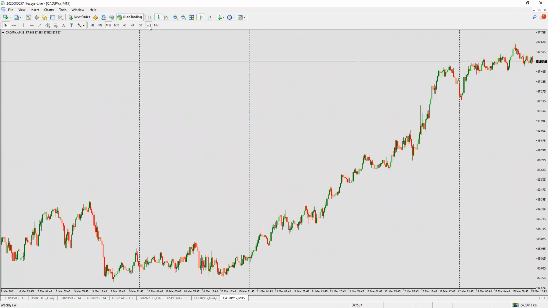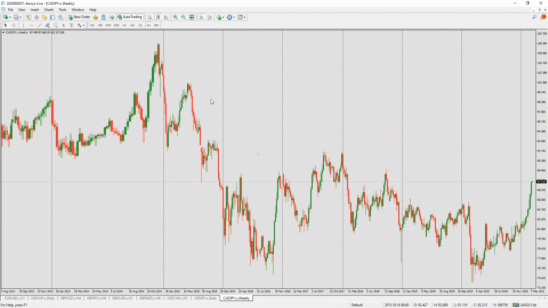And let's start with the weekly chart. According to the weekly chart, we can see that the price, first of all, is in a very strong bullish momentum, as you can see here. And we are about to reach a difficult area to break out.